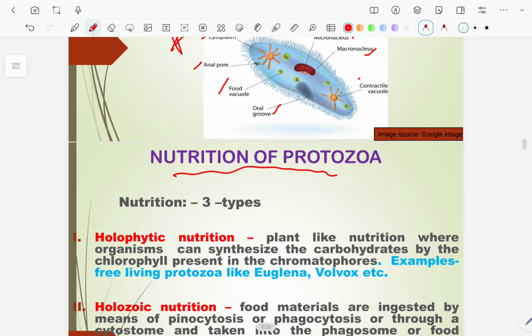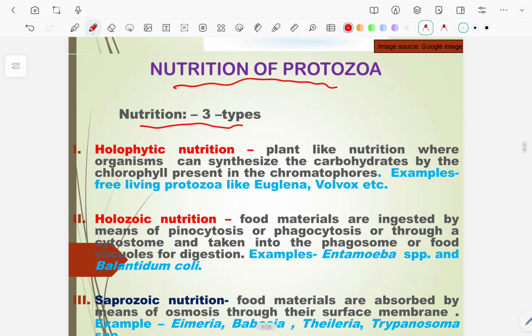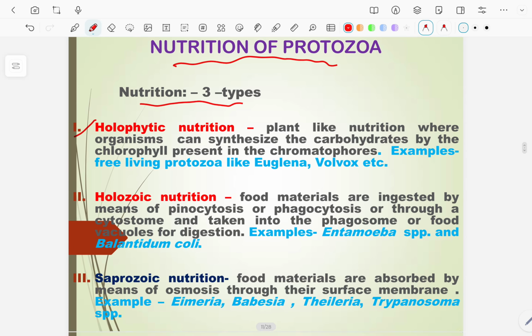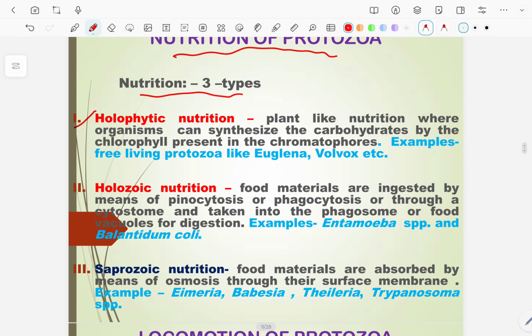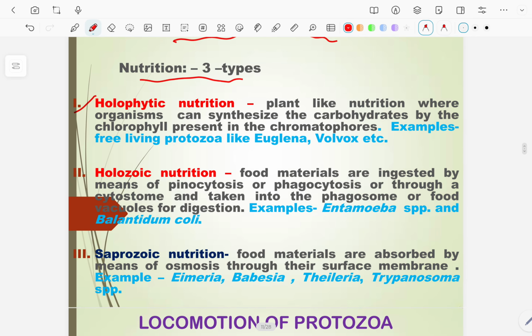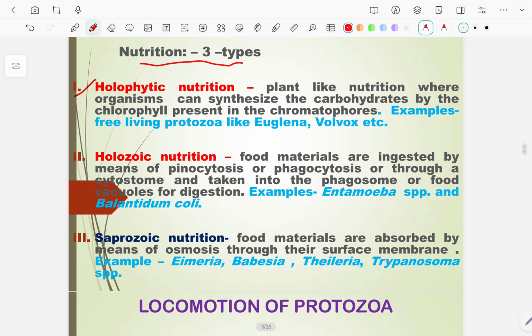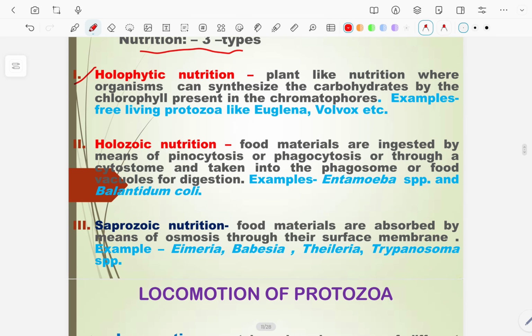Nutrition of protozoa. Nutrition is of three types. Holophytic nutrition: plant-like nutrition where the organism can synthesize carbohydrate by the chlorophyll present in the chromatophore. Example: free-living protozoa like Euglena, Volvox, etc.